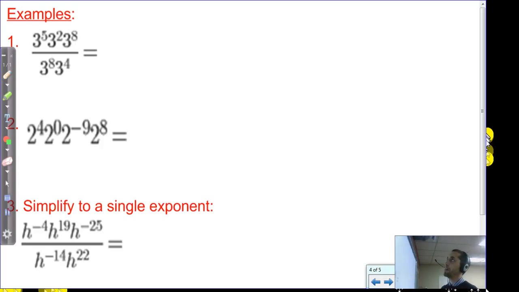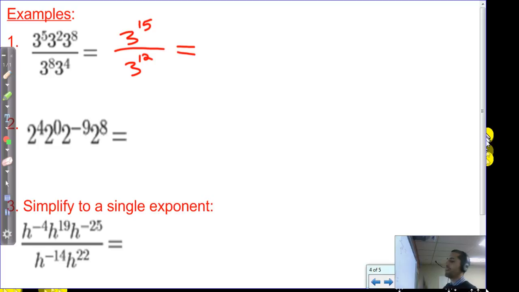So let's just worry about the top. 3 to the 5th times 3 to the 2nd times 3 to the 8th. Same base, we can add the exponents if we're multiplying them. So 5 plus 2 is 7, plus 8 is 15. So this would be 3 to the 15th. And on bottom, we have 3 to the 8th times 3 to the 4th. So we're multiplying with the same base. We can add those. 8 plus 4 would be 12.